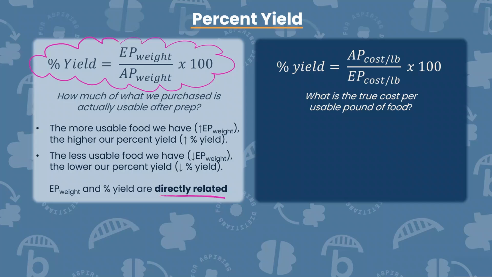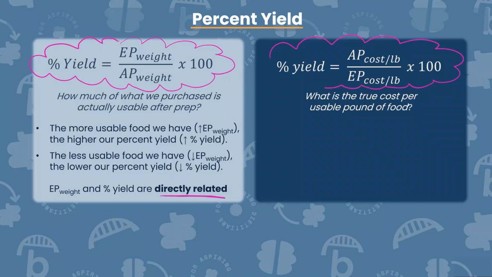This is called a direct relationship. They move in the same direction. The greater the weight for the edible portion after processing, then the greater your percent yield. The lower the weight you have after processing, the lower your EP weight, then the lower your percent yield.